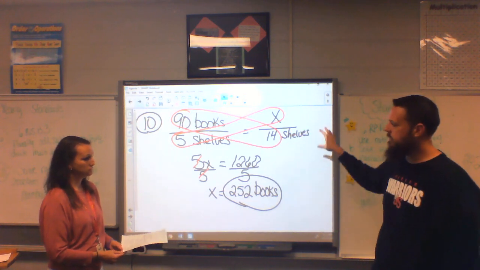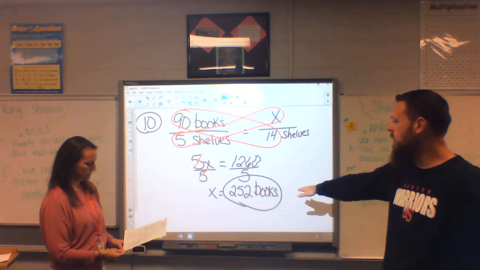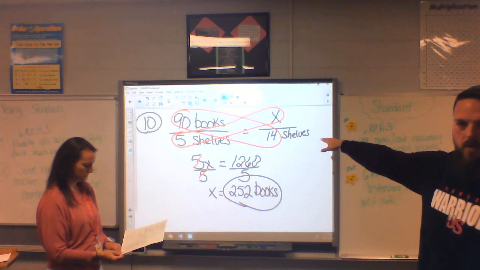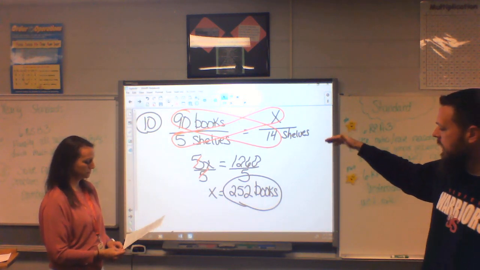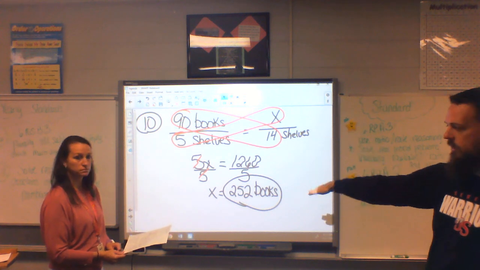So that's really all we're trying to figure out. Like, okay, if I have 252 books, how many shelves do I need? Or vice versa, if I have 14 shelves, how many books can I fit on them? In this case, 252.